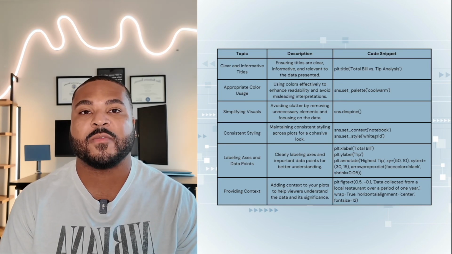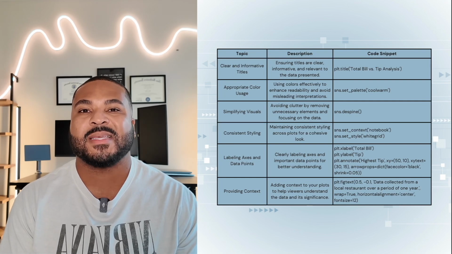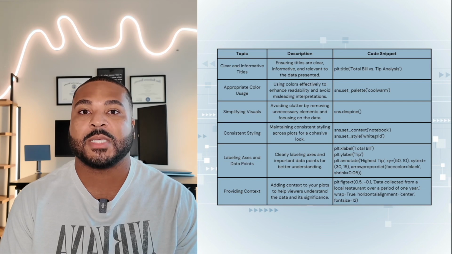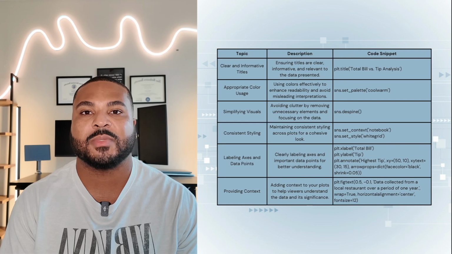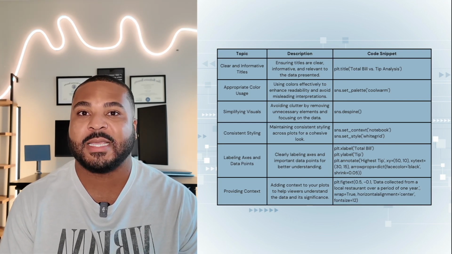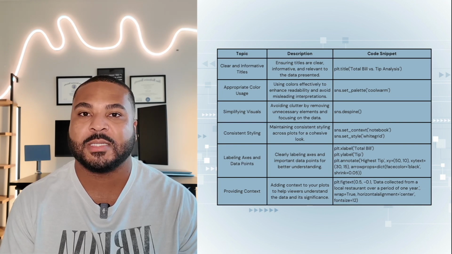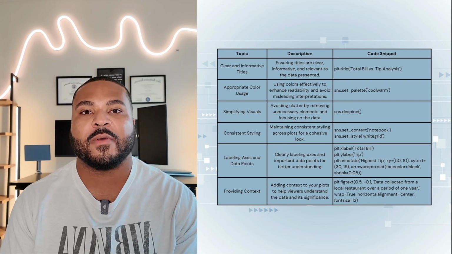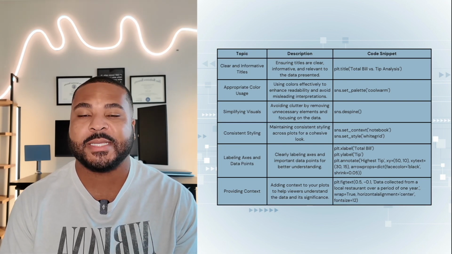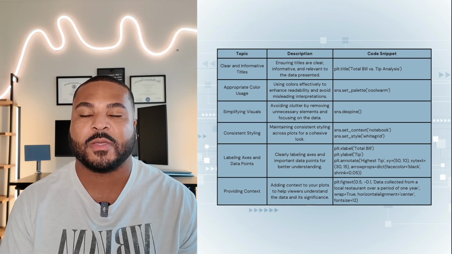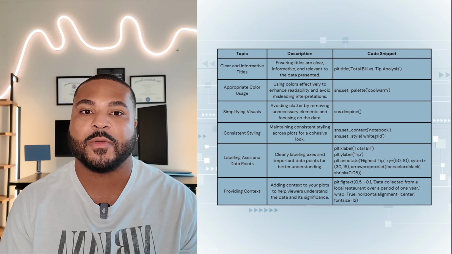Colors are a powerful tool in data visualization, but they should be used carefully to avoid misleading interpretations. Use color palettes that enhance readability and provide a clear distinction between different data points. Also, cluttered visuals can be confusing and detract from the data's message. Simplify your plots by removing any unnecessary elements and focus on the data itself. One way to do this is by removing the top and right spines using Seaborn's despine function. This will help in creating a clearer and more focused plot.